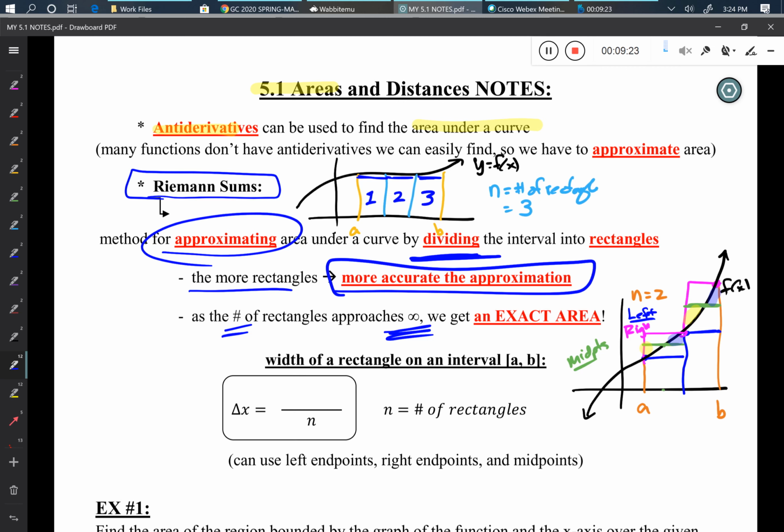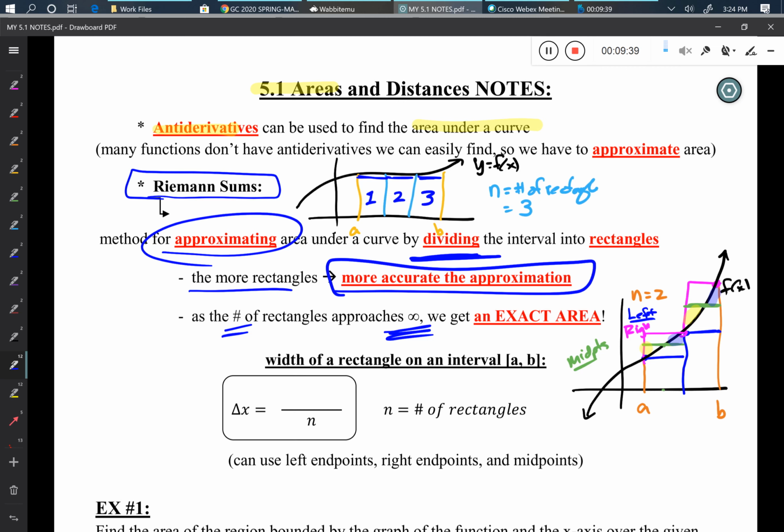So the more rectangles you use, the better your approximation, but the more rectangles that you use, the more work you have to do. So it's a balancing act between doing enough work to get a good enough answer and doing few enough rectangles that you're not doing too much work.